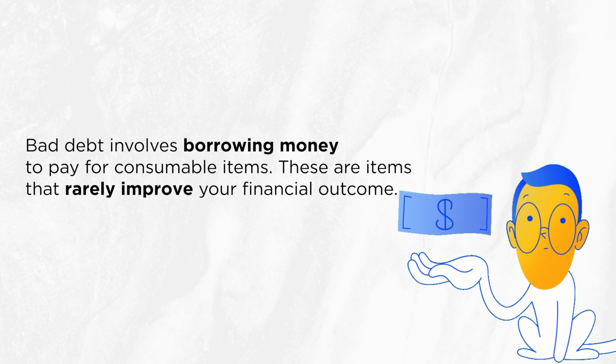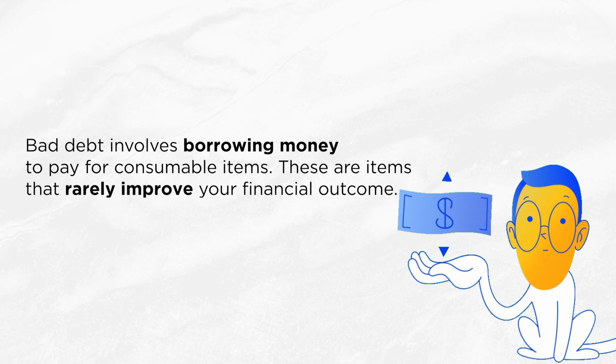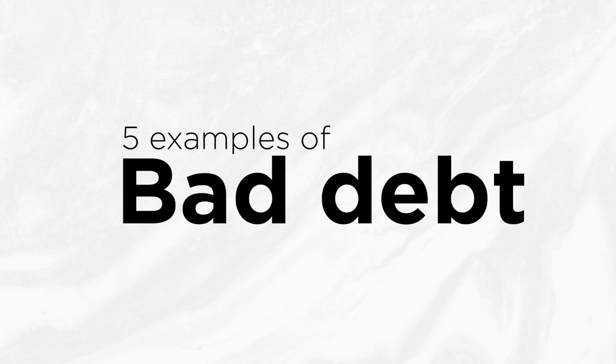So what is bad debt? Bad debt involves borrowing money to pay for consumable items. These are items that rarely improve your financial outcome. 5 examples of bad debt.